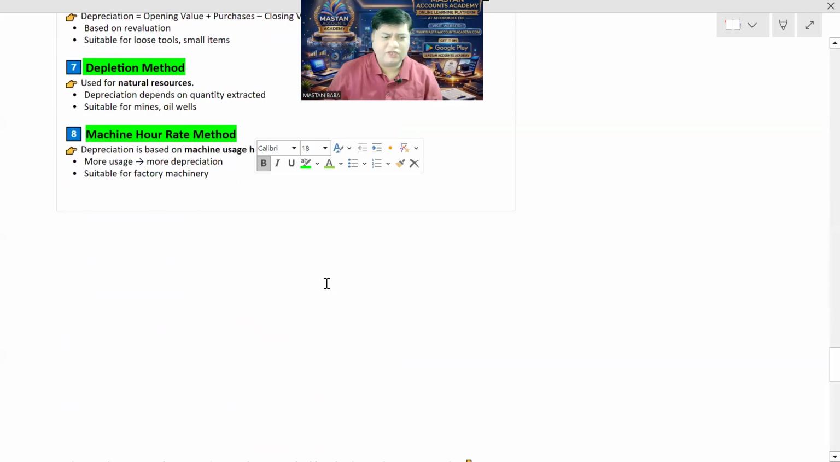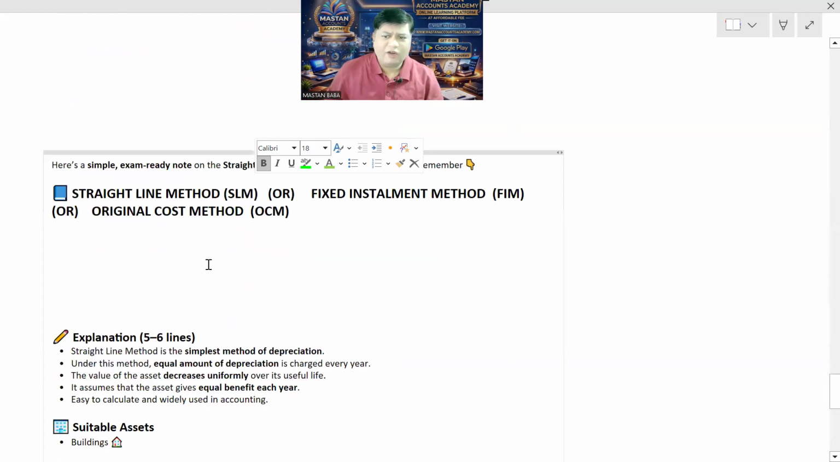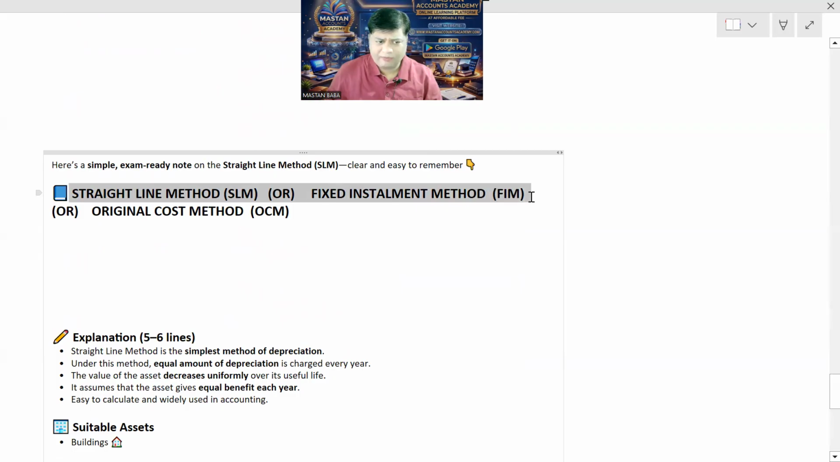So dear students, we will discuss the straight line method. First of all, what are the various names for the straight line method? The first and important method is straight line method, sometimes simply shortcut SLM, or you can say fixed installment method, or you can say FIM, or you can say original cost method.